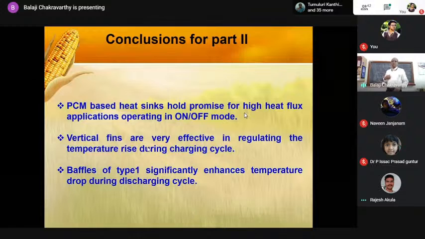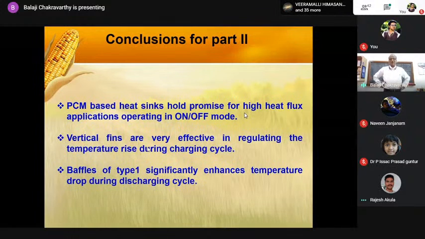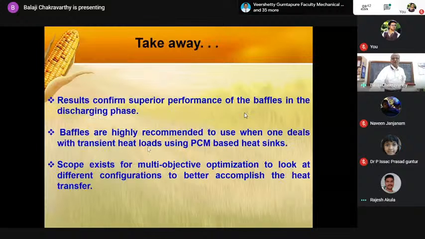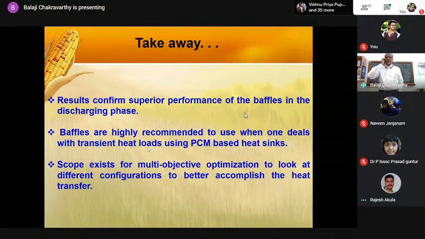Conclusions for part 2: PCM based heat sinks hold promise for high heat flux applications in on-off mode. Pins are effective in the charging cycle, but baffles significantly enhance temperature drop during the discharge cycle. What is the takeaway? Baffle is one area we can pursue. Then baffle with fin will improve both the charging and the discharge.